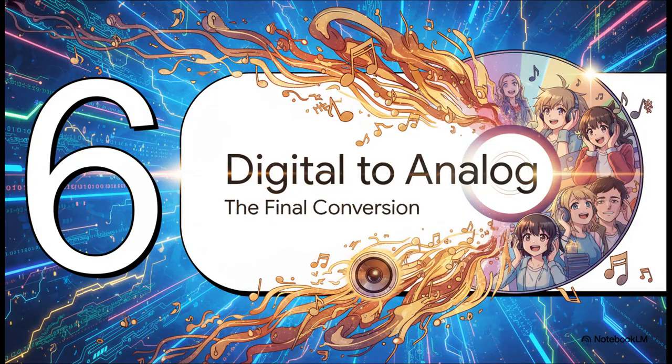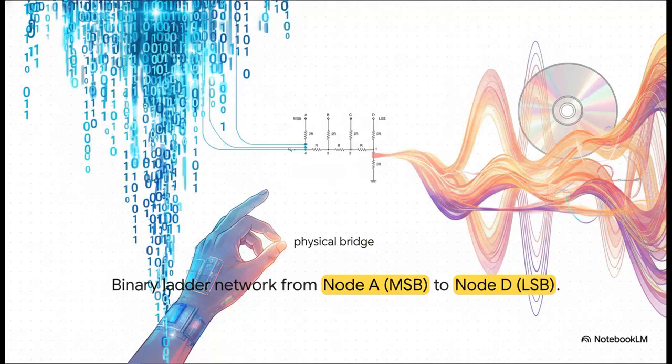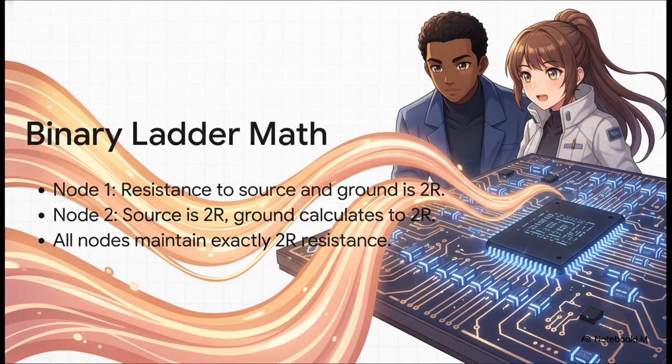And finally, Section 6, Digital to Analog Conversion. This is the last step in the chain. This right here is where cold binary code becomes the actual music we hear. It uses a binary ladder network, which is essentially a series of resistors forming a physical bridge between rigid digital code and smooth analog voltage. It steps the signal all the way down from the most significant bit to the least significant bit. It accomplishes this through some absolutely brilliant resistive balancing math. Every single node in this circuit perfectly maintains an exact 2R resistance balance to both the source and the ground, routing the electricity flawlessly without distortion.